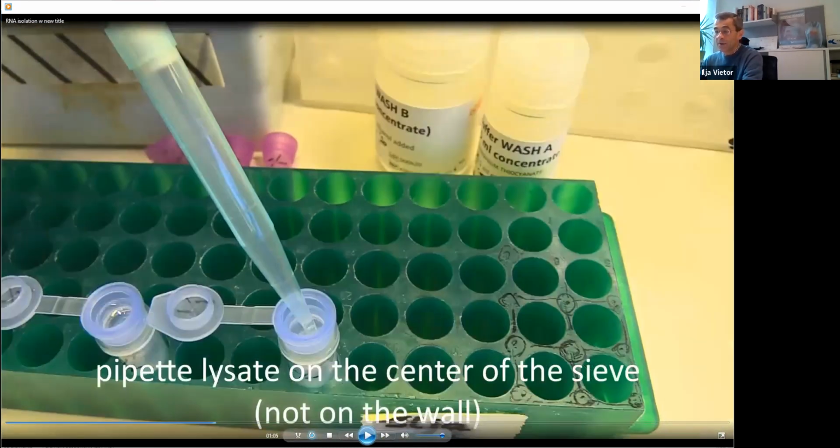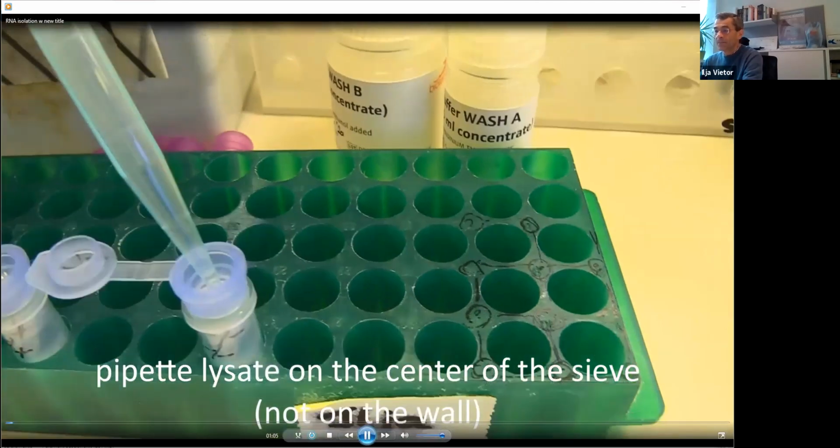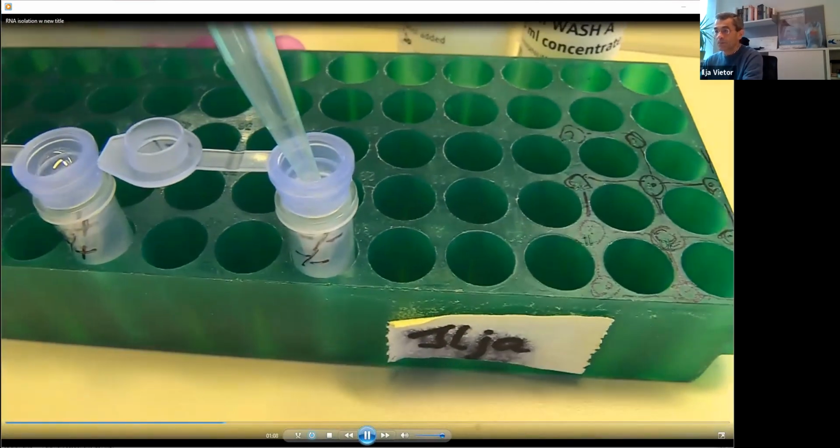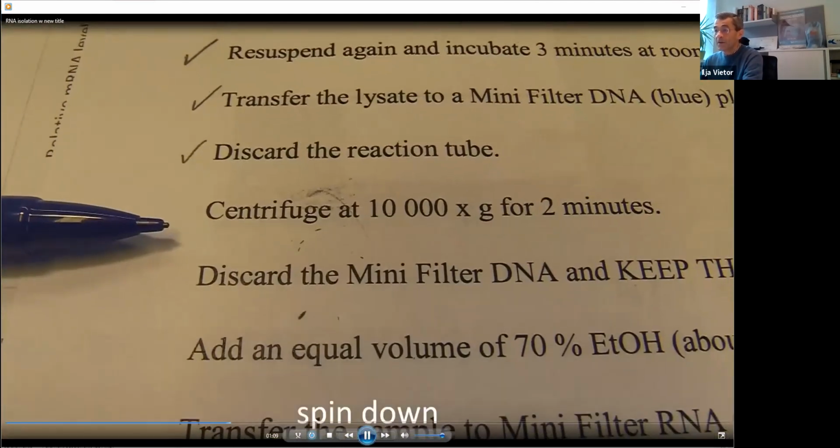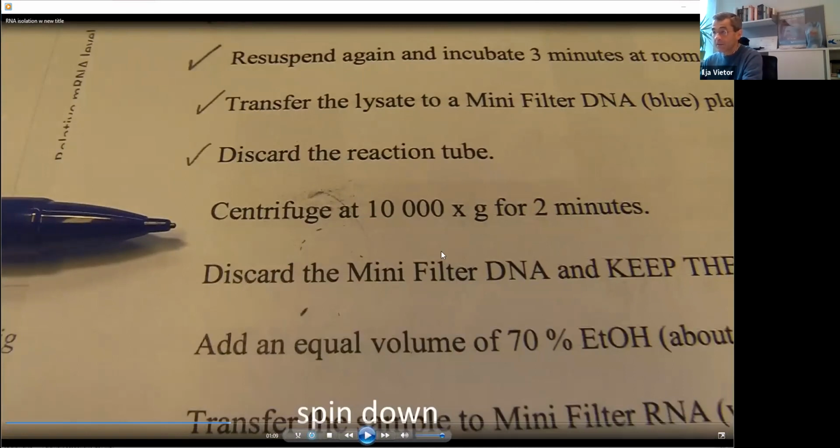Then the next step is to pipette the lysate on the center of the sieve. So here you have to be careful when it's a small volume to go directly on the bottom of these columns, not on the side wall, because then you lose a lot of the sample. So then it's several centrifugation steps all done in the microfuge. So it's a fairly fast protocol.